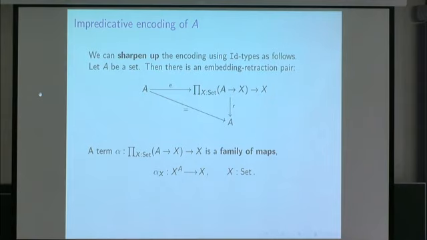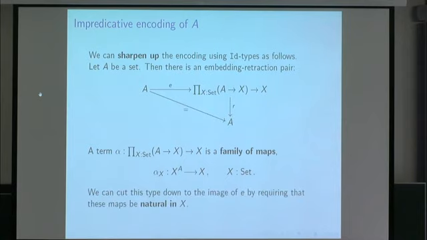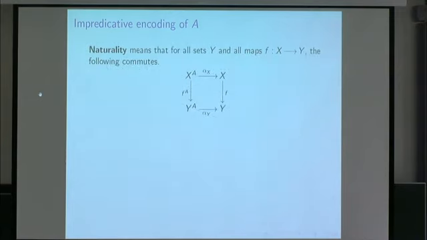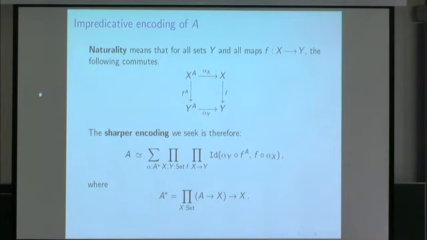How can we cut that down? Well, there's kind of an obvious thing that we should be doing here. We should cut that down by naturality, right? We should take a family of maps like that. However, we should require that that family of maps also be natural with respect to all maps on the x and y. And that's a condition that we can express now in type theory using identity types.